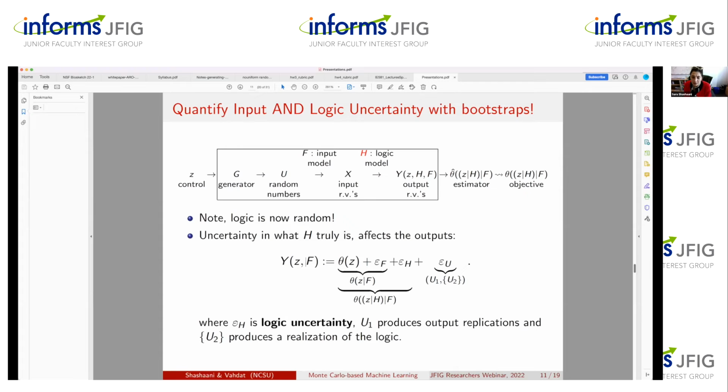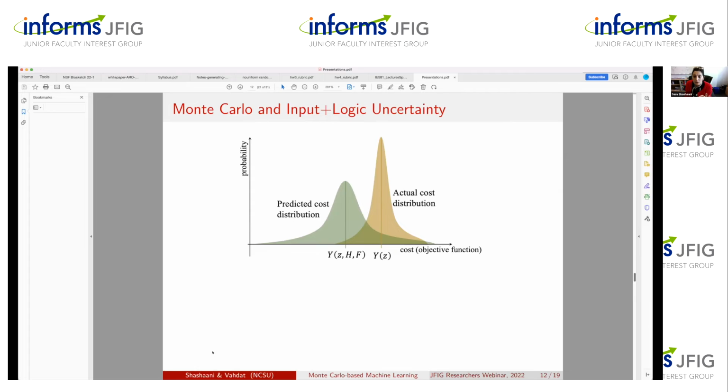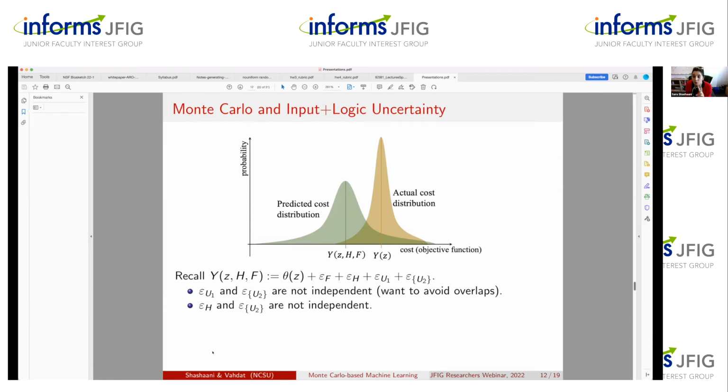So I'm calling epsilon of H the logic uncertainty here, knowing that it's going to be affected by part of the data, or the U2 that's being sampled from my input model. And once again, looking at what happens on the output side of things, now I have input and logic uncertainty. And if I wanted to decompose this output, I see that there are several other epsilon terms here, as we saw in the previous slide.